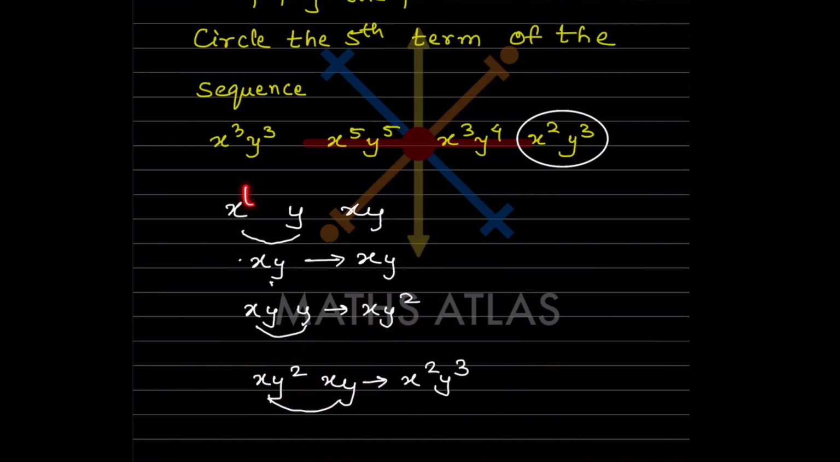So now see here, 1, 2, 3. These are 3 terms. Then this is the fourth one, and this is the fifth term. So they have asked for the fifth term. So this is the option, x square y cube. This is the answer.